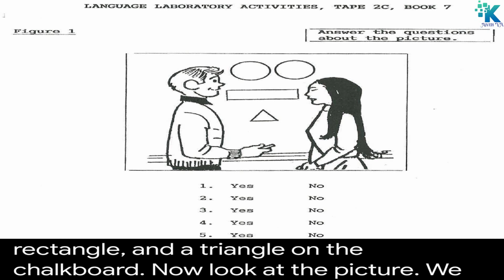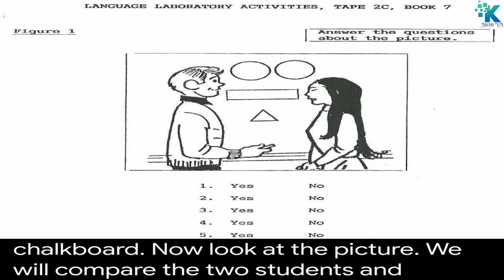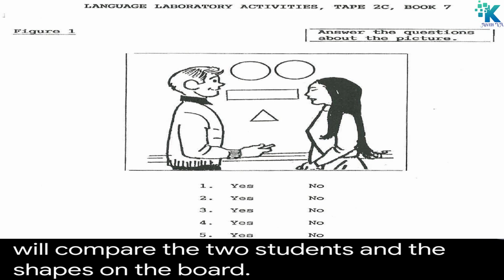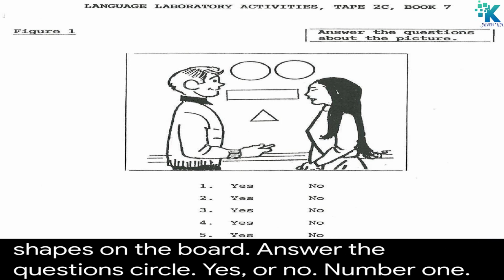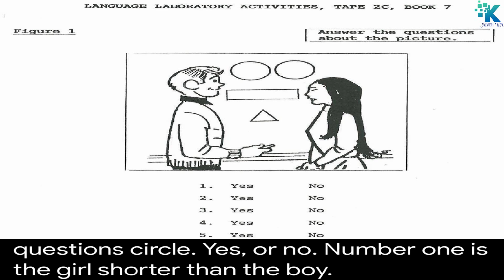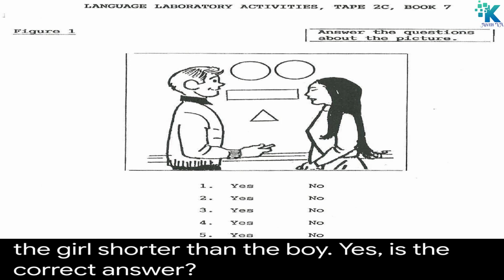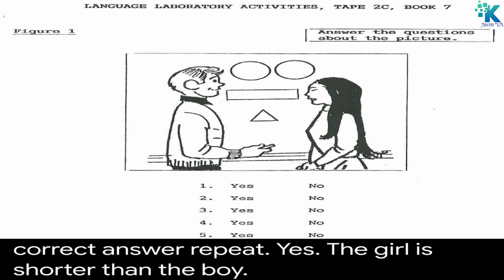Now look at the picture. We will compare the 2 students and the shapes on the board. Answer the questions. Circle yes or no. Number 1. Is the girl shorter than the boy? Yes is the correct answer. Repeat. Yes, the girl is shorter than the boy.